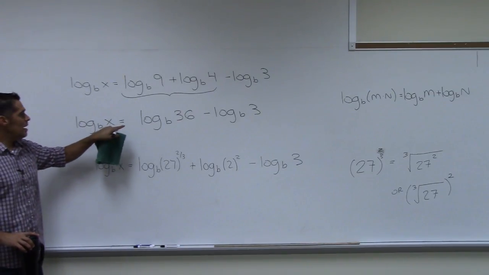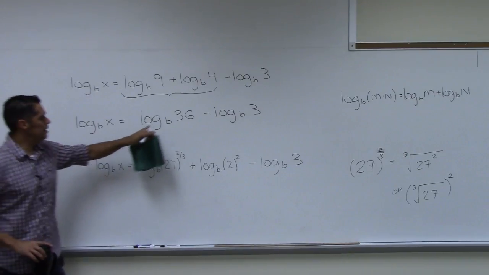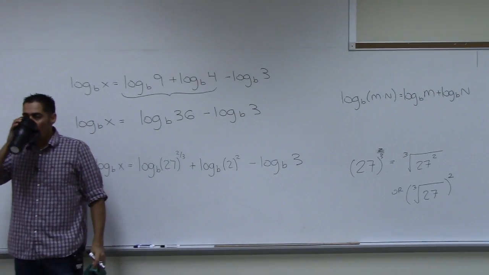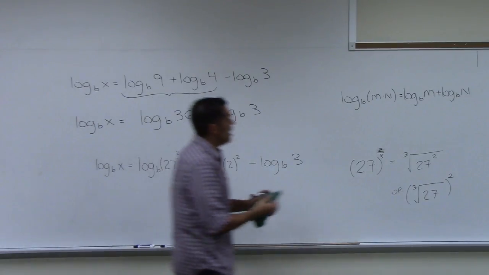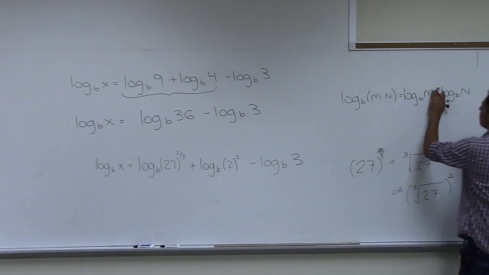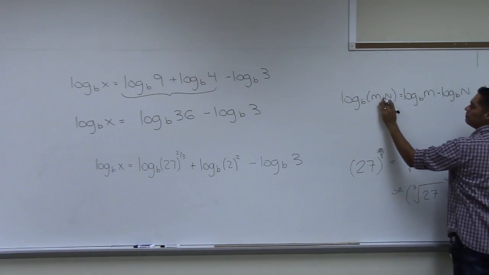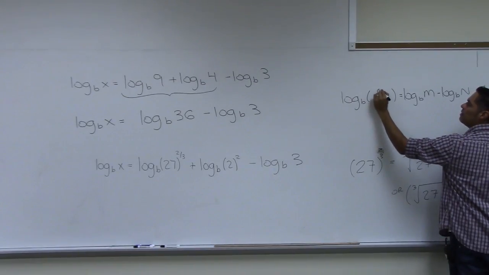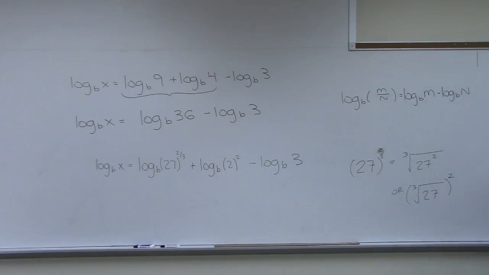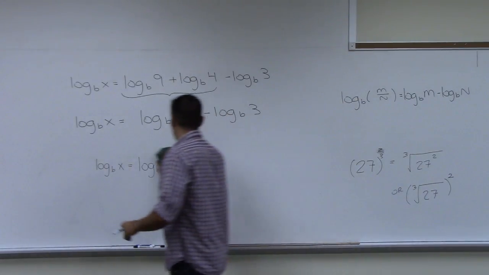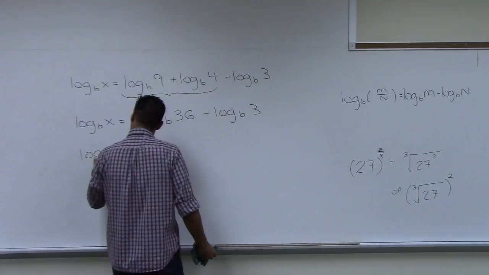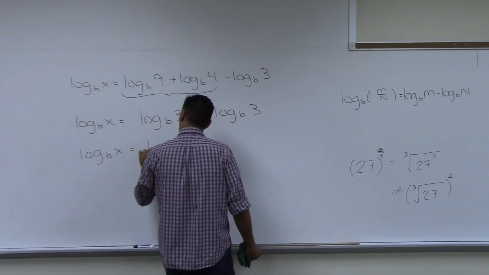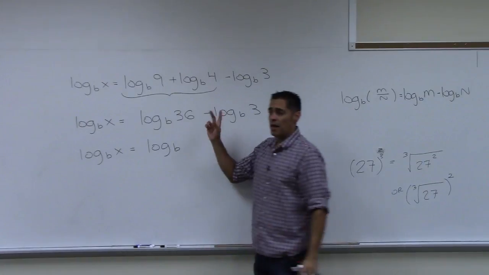Okay, so that property allows us to do this. Now what? Can we put these 2 logs together? That's property 6. So if we change this to subtraction, how does the formula change over here? It's not multiplication, it's division instead. So that's property 7. Okay, so I'm going to be able to rewrite this as log base b of x equals log base b. It's going to be a single log now, okay?